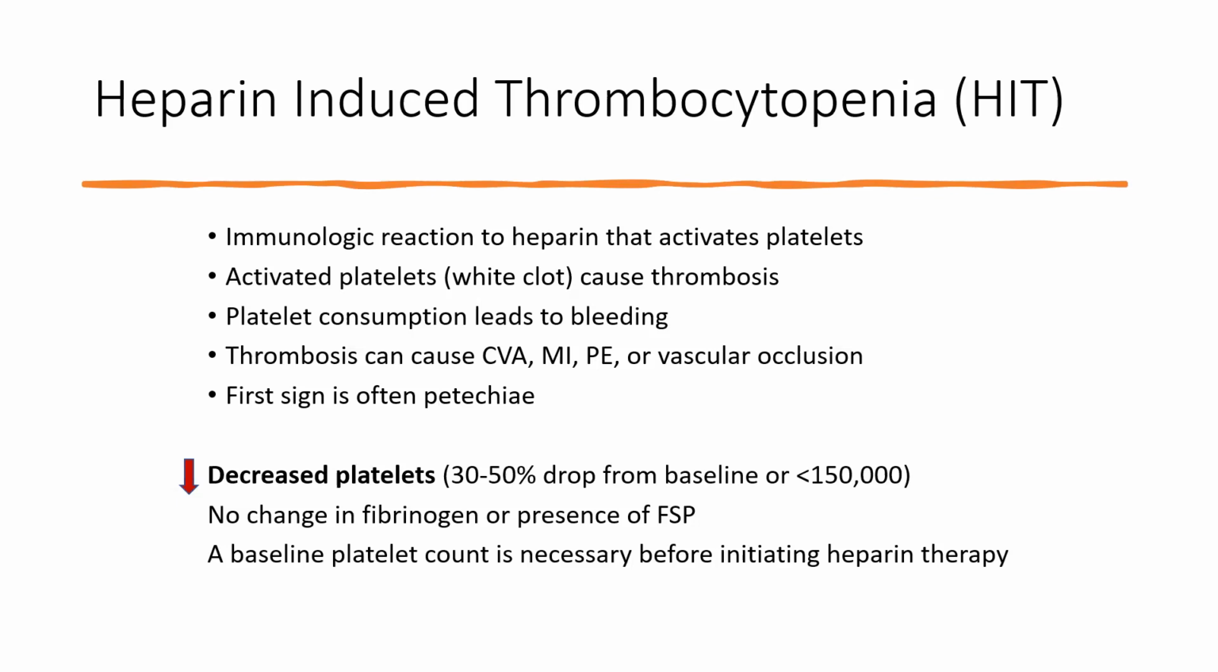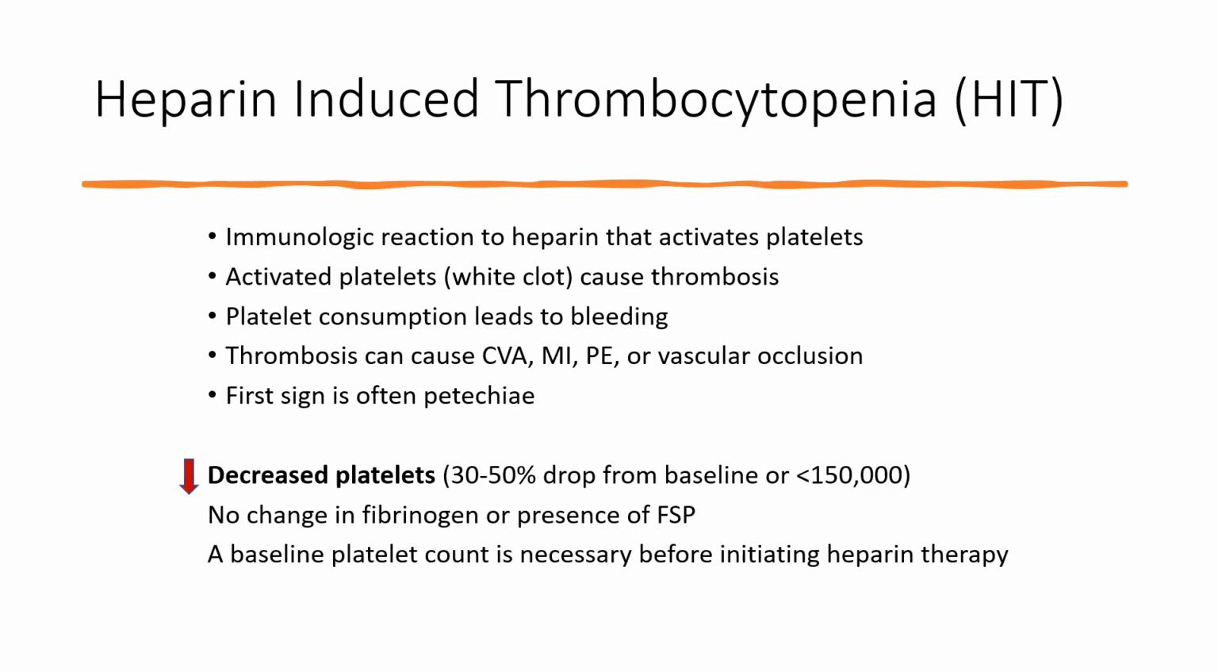So the kind of classic lab that we're going to look for in a patient we're concerned has HIT is a change in their platelet level. Patients who develop heparin-induced thrombocytopenia, again, are going to have thrombocytopenia, just meaning low platelets. And so you'll see a decrease in their actual platelet level. And we'll usually see that it's a 30 to 50% drop from their baseline, or if their platelets fall under 150,000, if that's different than their baseline. You won't see any major change in fibrinogen or an additional presence of those fibrin split products, unlike in DIC where you do see those things.